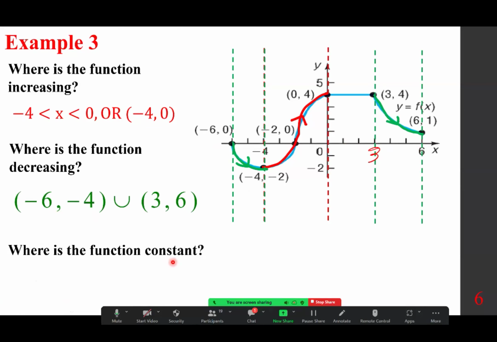Where is this function constant? When it has a horizontal line or line segment, in this case this part, which is from here 0 to here 3.